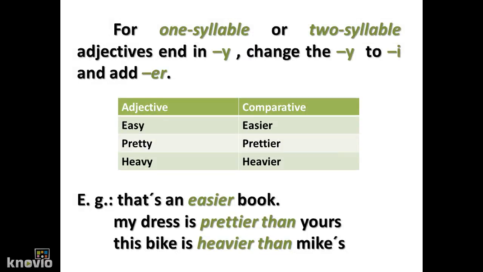For one-syllable adjectives or two-syllable adjectives ending in Y, you have to change the Y to an I and add -er. Example: easy, easier; pretty, prettier; heavy, heavier. That's an easier book. My dress is prettier than yours. This bike is heavier than Mike's.